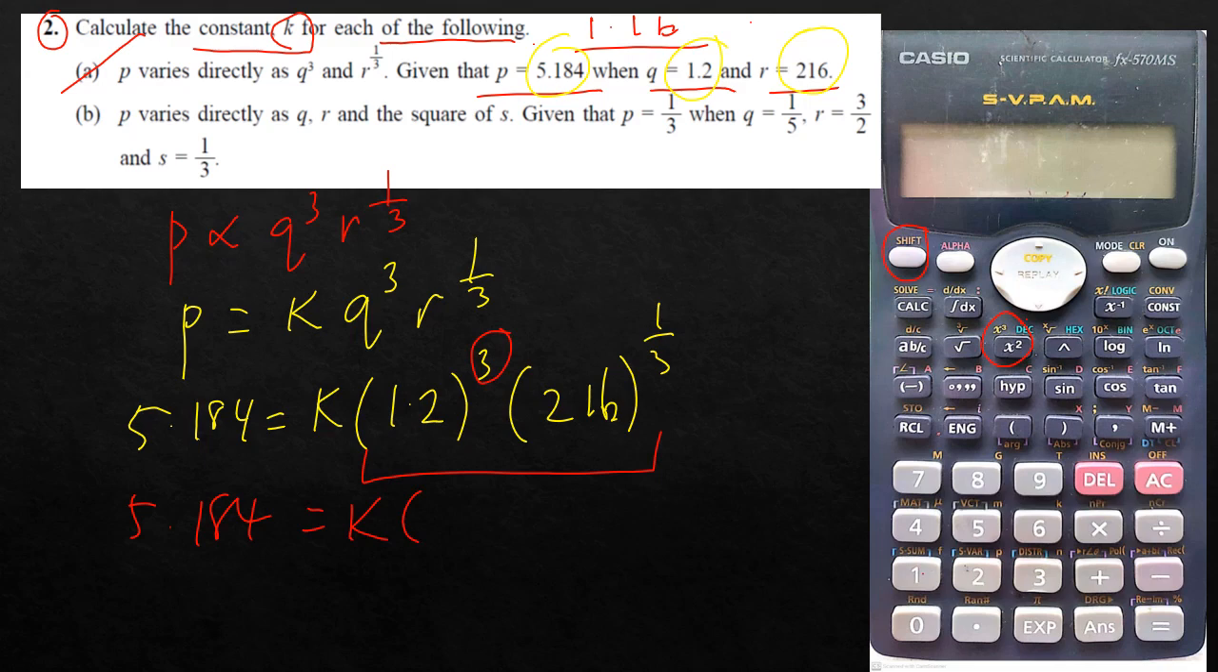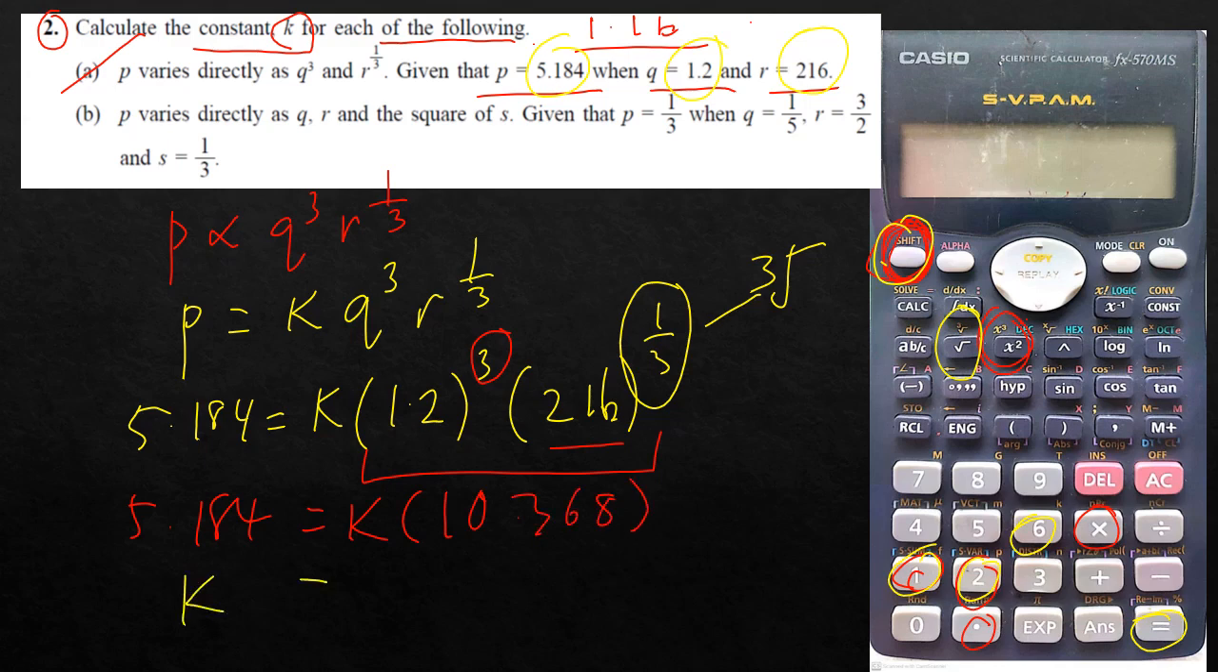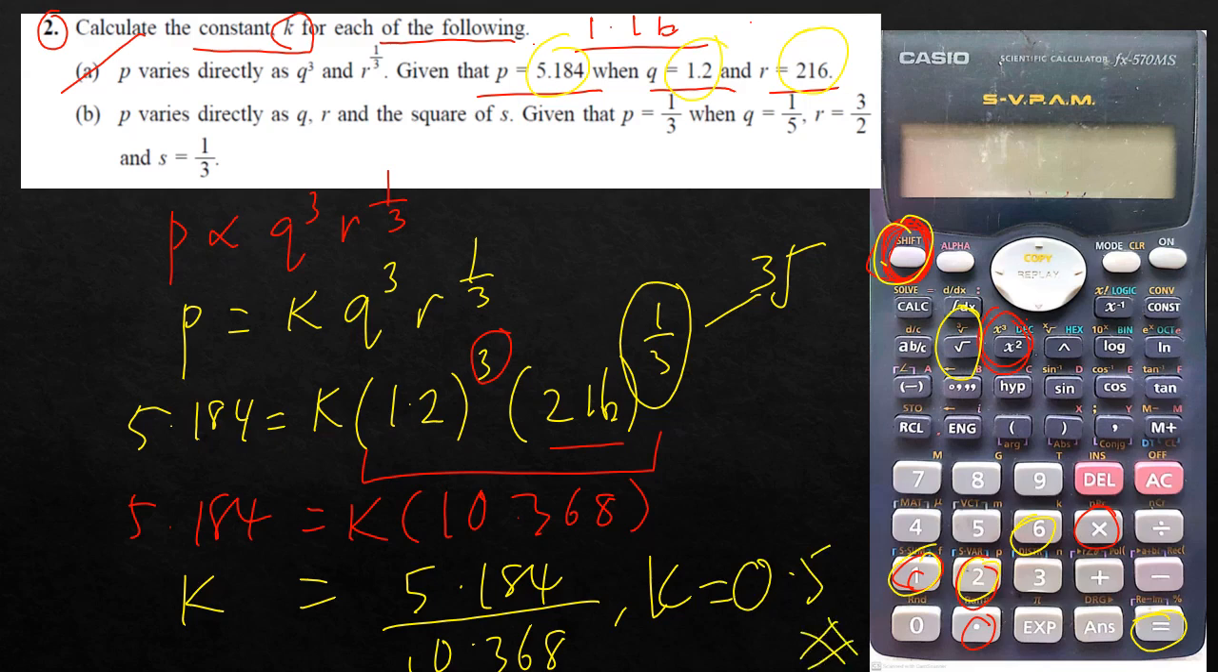You type 1.2 and then shift, press this one. Then you times with, before you press 216, you shift this one, and then power 1 over 3 is actually the cube root. So you use this button. You press shift, this button, then you press 216, enter. So what you'll get is 10.368. So now your K is, use your calculator, divide this one. So you'll get your K equals 0.5. Okay, so answer already for that one.